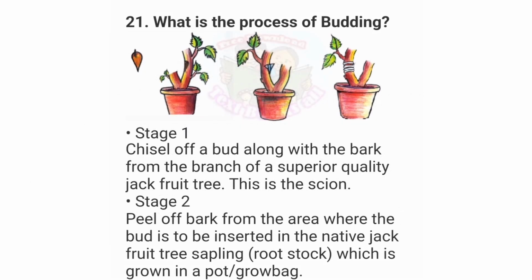Question number 21. What is the process of budding? Stage 1. Chisel off a bud along with a bark from the branch of a superior quality jackfruit tree. This is the scion. Stage 2. Peel off bark from the area where the bud is to be inserted in the native jackfruit tree, sapling or rootstock, which is grown in a pot or grow bag.